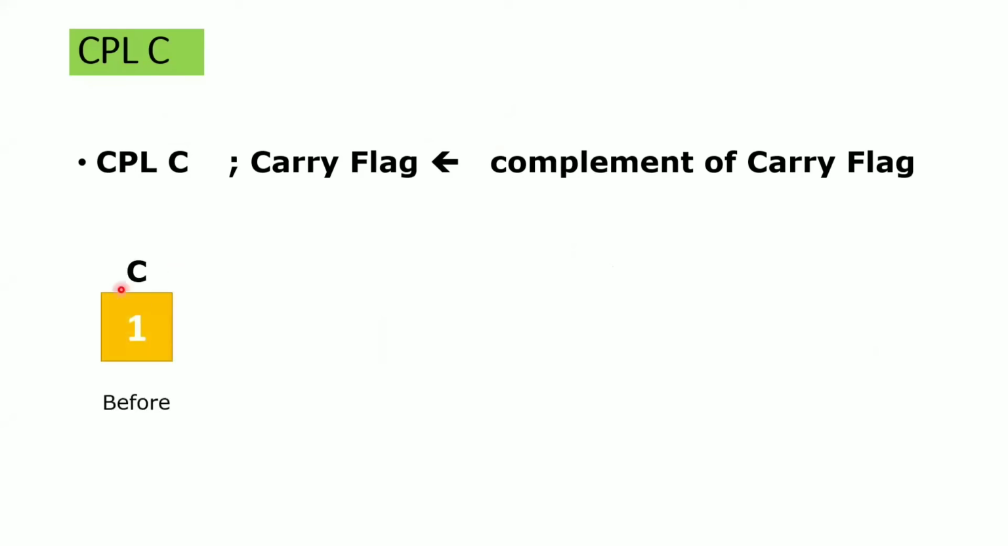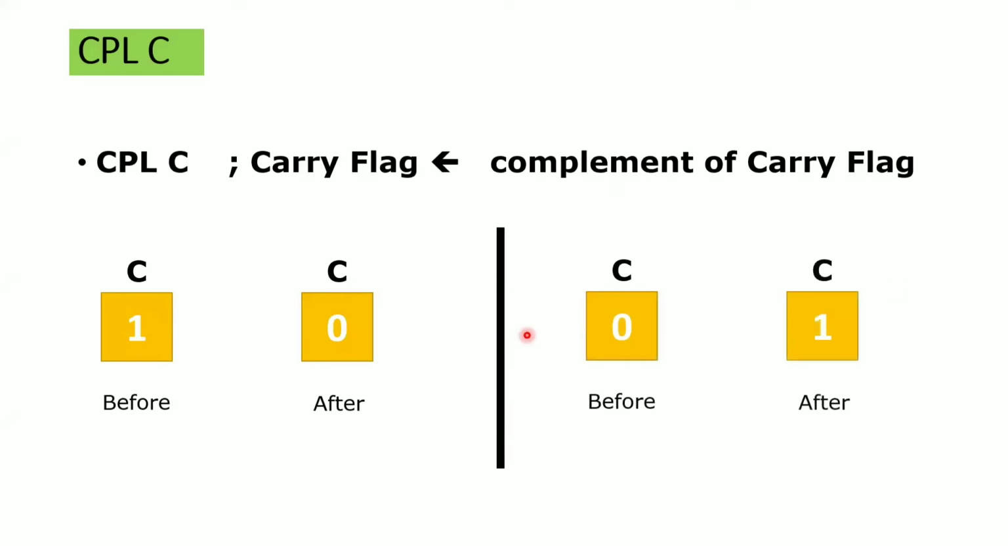Now there is a carry flag. The carry flag before is 1. After executing this instruction, what will be the value of the carry flag? It becomes 0. Why 0? Because I am complementing the carry flag bit. Complementing means replace the 1 with 0. If 0 came, replace it with 1. So this is called complement carry flag.